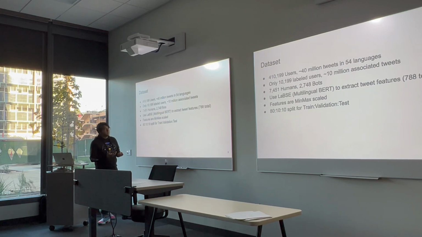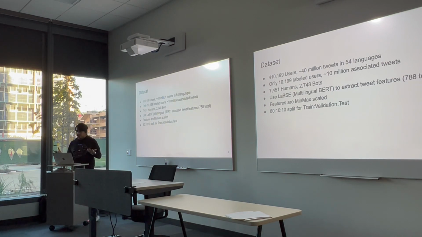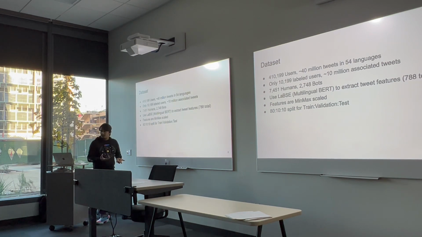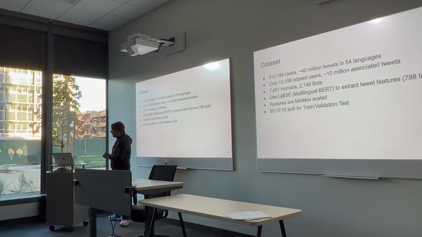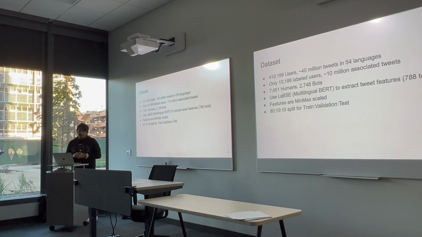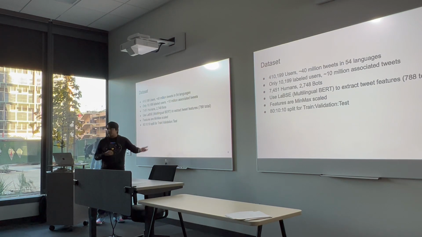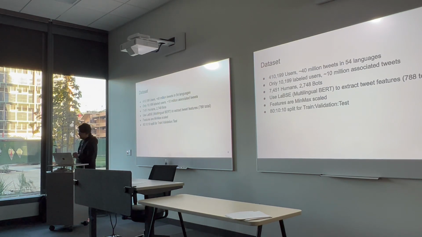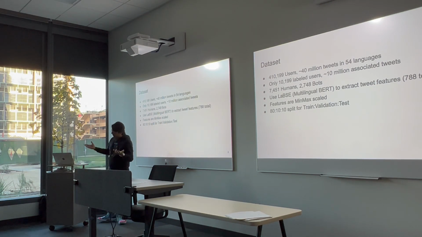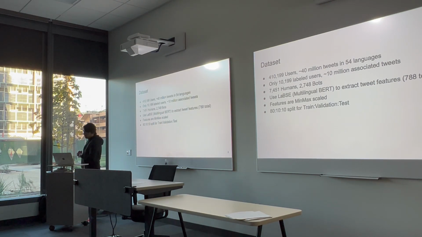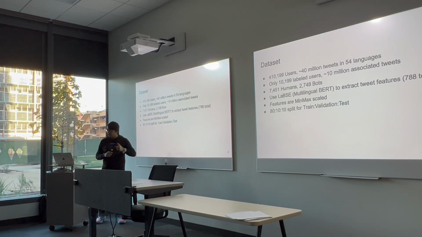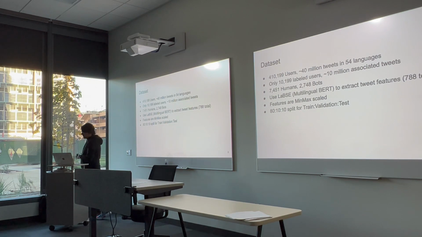For this data set, obviously, we want to extract tweet features, and there are 54 languages, so we can't just use BERT. BERT was developed only for English. So we use a variant called LADSC, which is basically a multilingual flavor of BERT to extract tweet features. And in total, we end up with 788. Of course, we have to do some sort of scaling, so the features are min-max scaled, and the division of the data set is as follows.